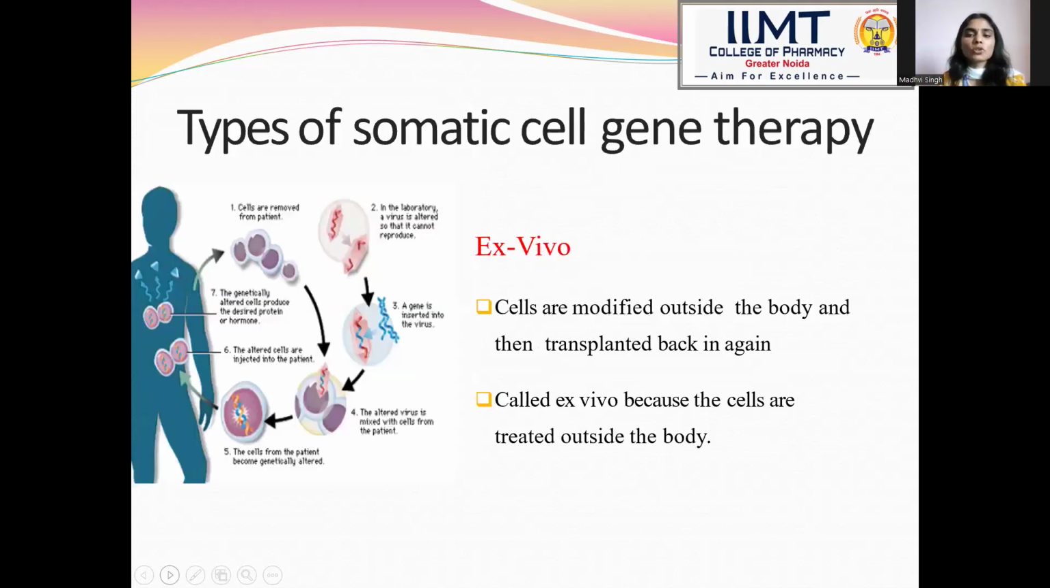Next are the types of somatic cell gene therapy. There are two types: first is ex vivo gene therapy and second is in vivo gene therapy. So what is ex vivo somatic cell gene therapy? Cells are modified outside the body and then transplanted back in again. It is called ex vivo because the cells are treated outside the body.